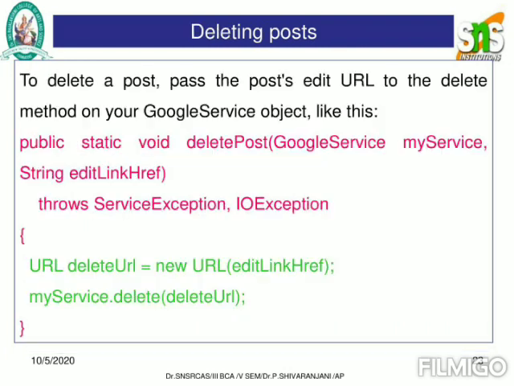To delete a post, pass the post edit URL to the delete method on your Google service object. So by using a method like this, public static void delete post, you have to give the Google service, that is my service, and then the editor link reference. And you can use a command like URL delete URL equals new URL editor link. So here now I'm going to delete the particular link to be deleted.